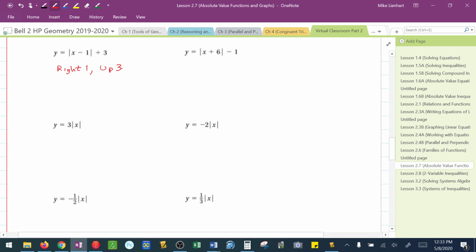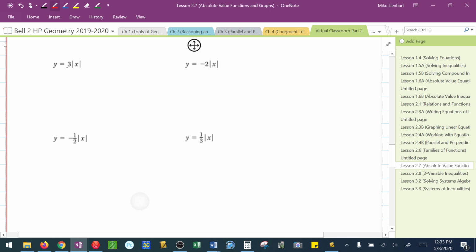How about this next one? Plus 6 on the inside means left 6. And then minus 1 on the outside means down 1. Now, what if we have numbers in front? Numbers in front tell us stretching, compressing, or flipping.